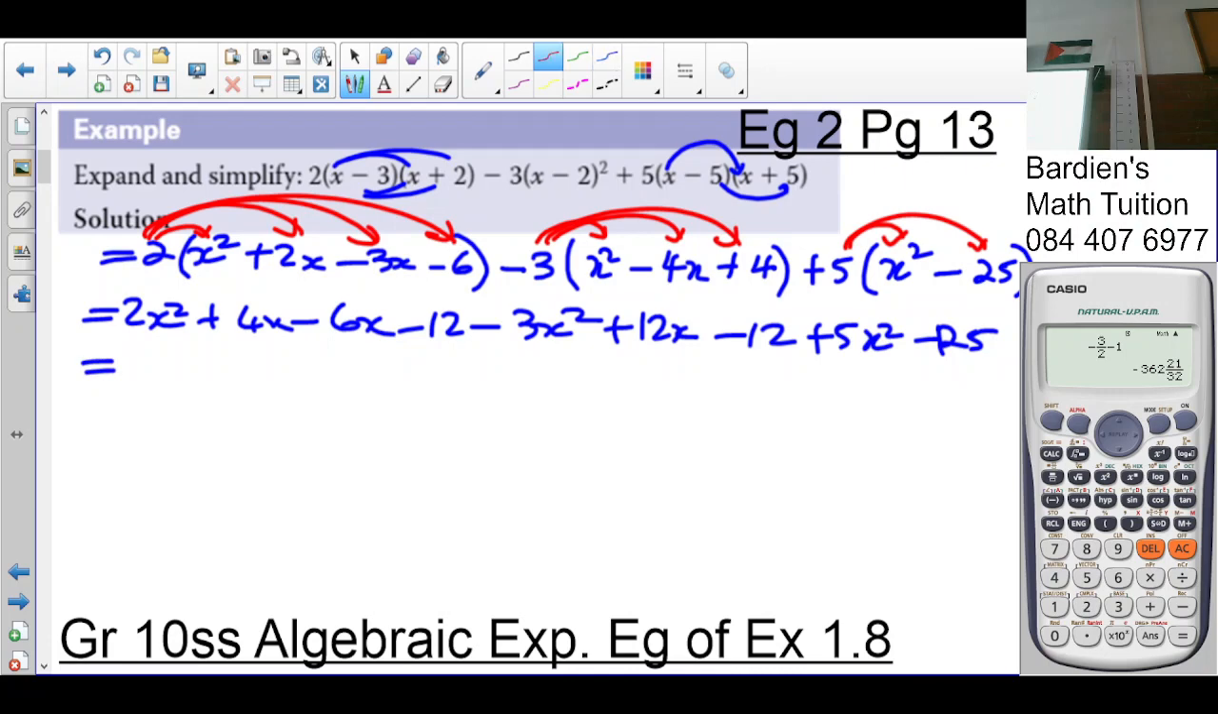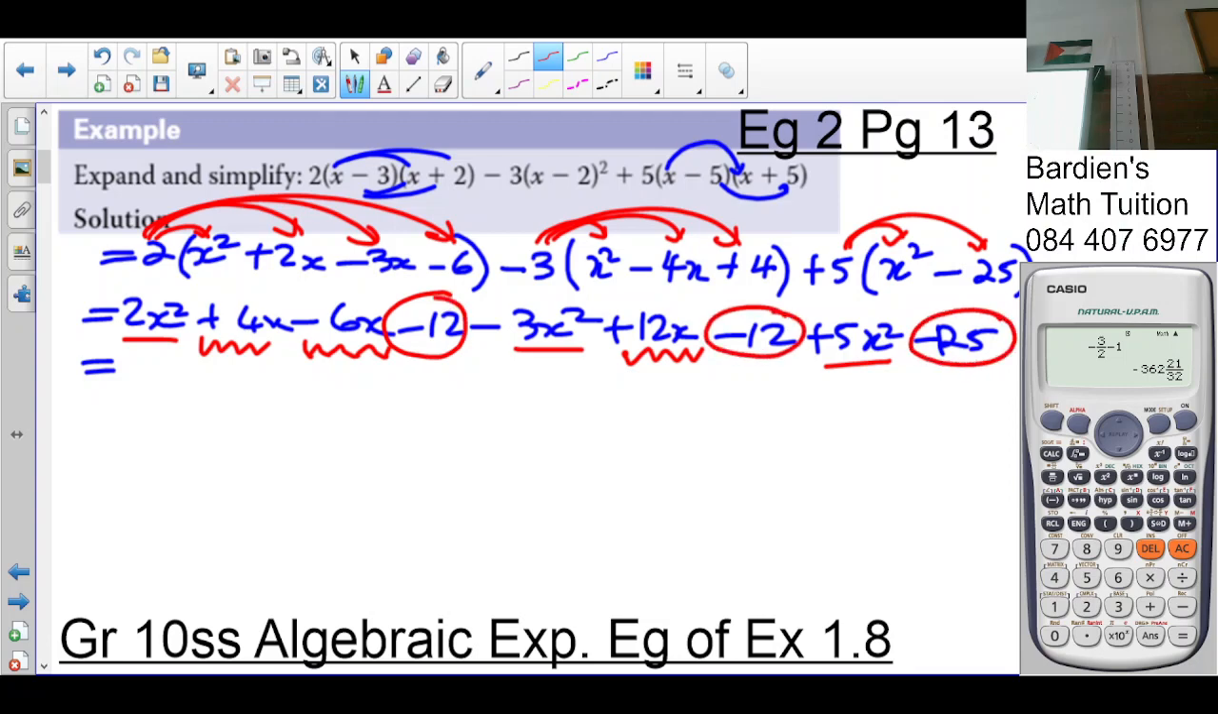Like terms. So negative 2x squared, you like them to negative 3x squared, you like them to 5x squared. 4x minus 6x, 12x. Negative 12, negative 12, negative 125. Do I have to do this marking? No, you don't have to. You just do this so that we can identify.